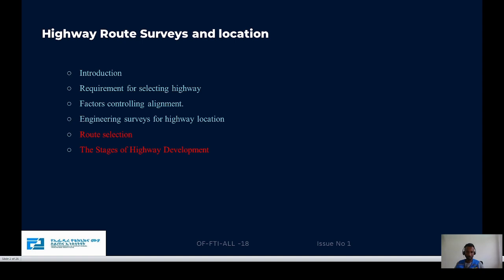survey for highway location. There are three engineering surveys. The first is reconnaissance. In reconnaissance there is a desk study as well as field studies. The second one is the preliminary survey. Lastly, there is the final location survey. We will also deal with those parts. Now the following topics are going to be included in this lecture: the route selection and stages of highway development.